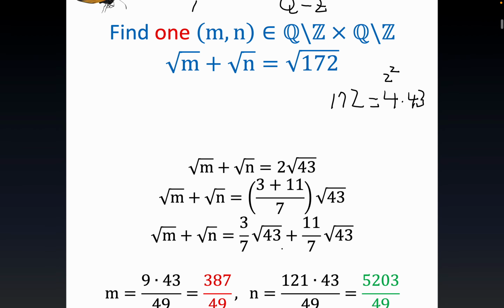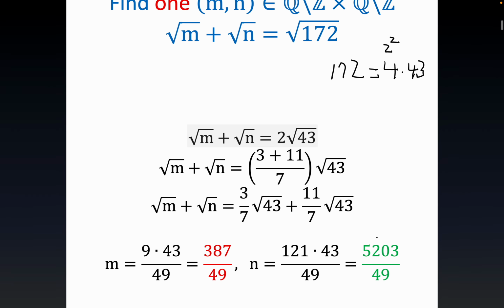Okay. And so all we did is just split it apart here. 3/7 root 43, 11/7 root 43. Pretty cool how this works out. It's very simple, in fact. It's easier really than finding all the integers. Less work in many regards. And so here we go, we get the solutions. Okay, folks, see what we did here.